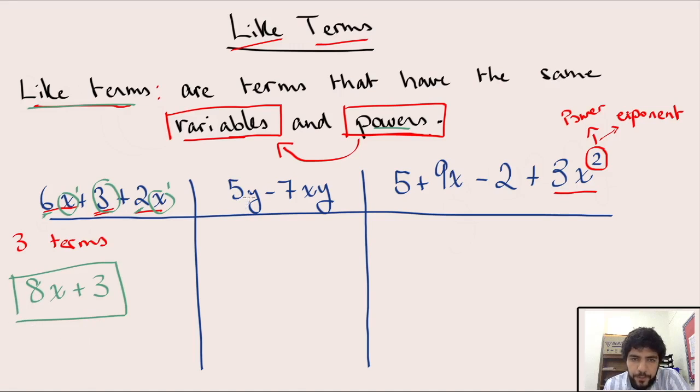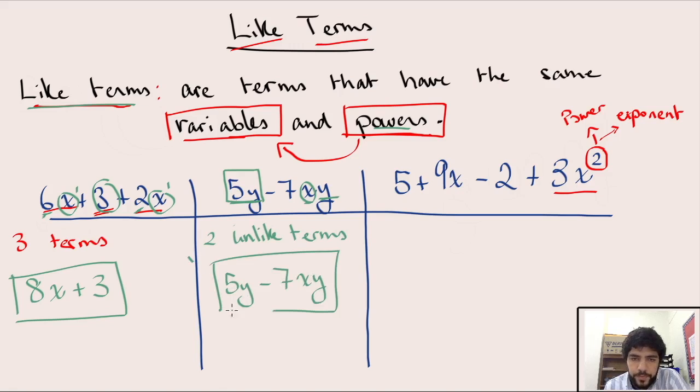In the next example, we have 5y minus 7xy. So I see a y here and I see a y here. But there's an x, and this x is not present in the first term. And so these are unlike terms. So I'm going to say unlike terms in this case. So we can't do anything. We can't simplify it any more than how it is right now. So it stays as it is.